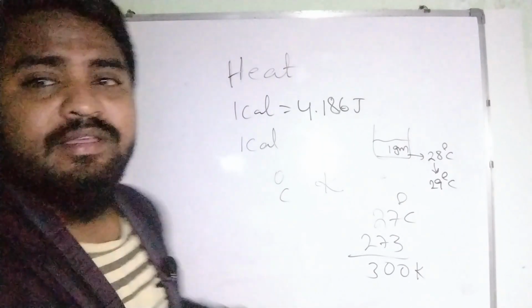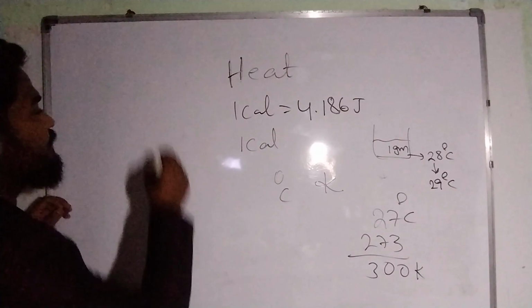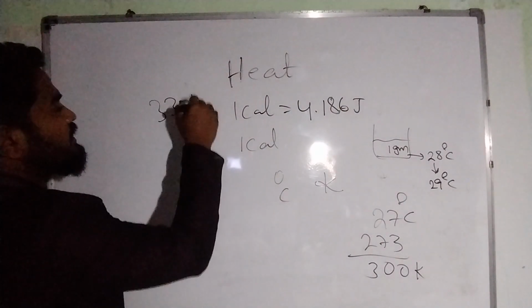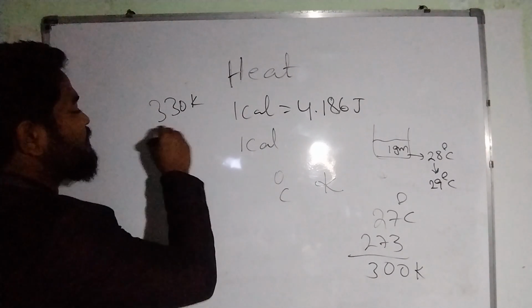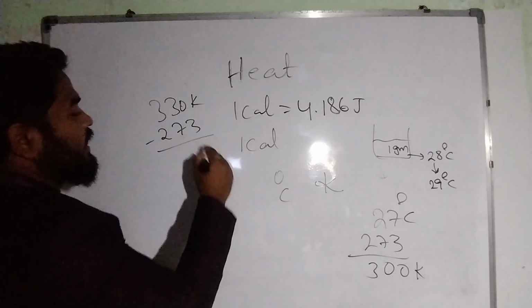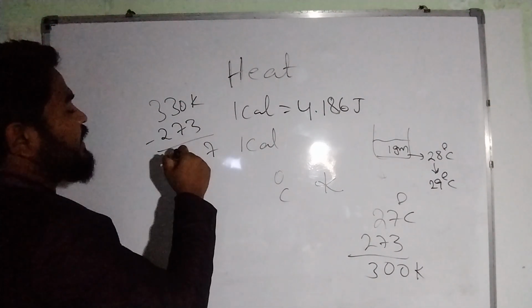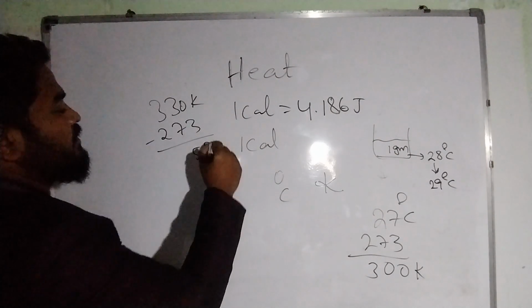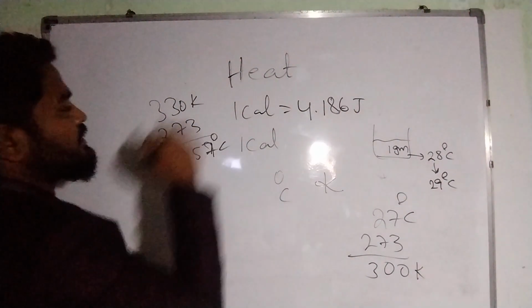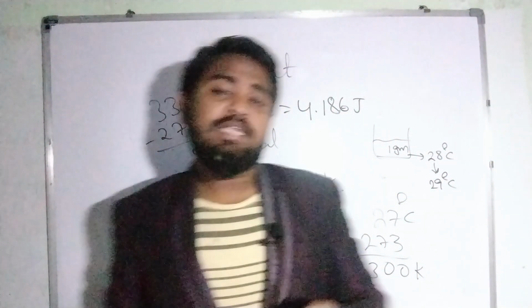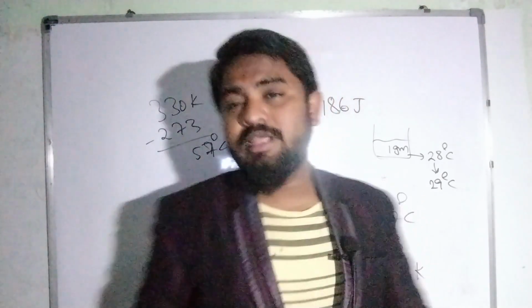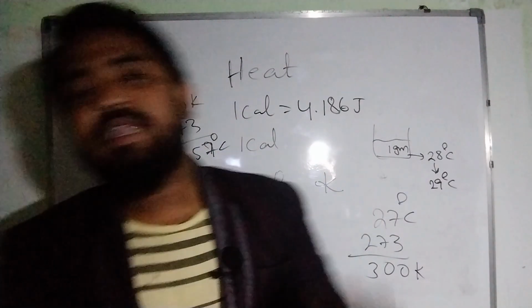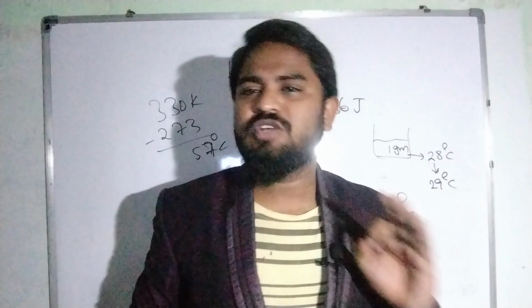In the same manner, when we want to convert 330 kelvins into degrees Celsius, we have to subtract 273, right? 7 here and 5 here. 57 degrees Celsius. That means 330 kelvins are equal to 57 degrees Celsius. This is the conversion of temperature.